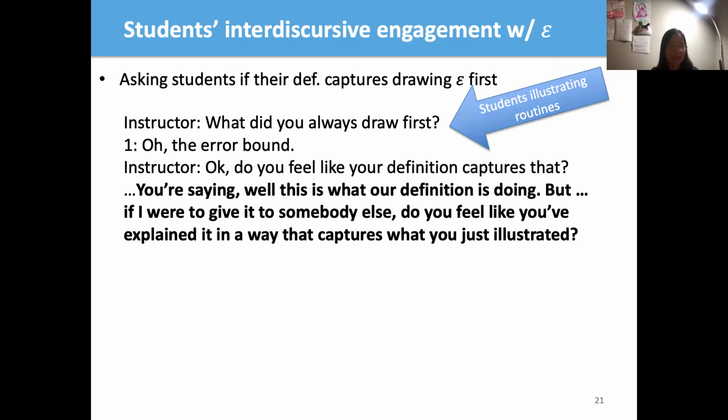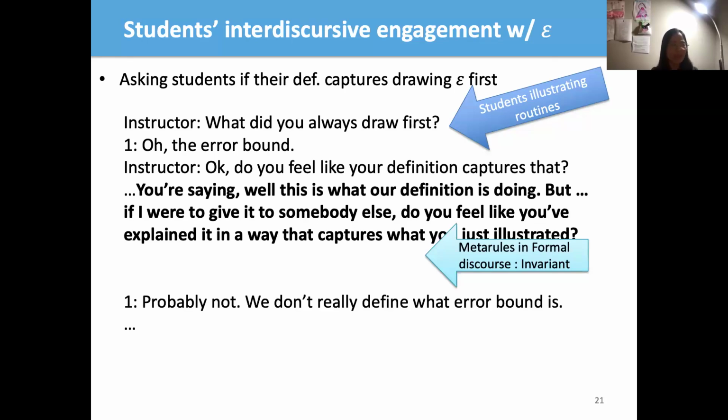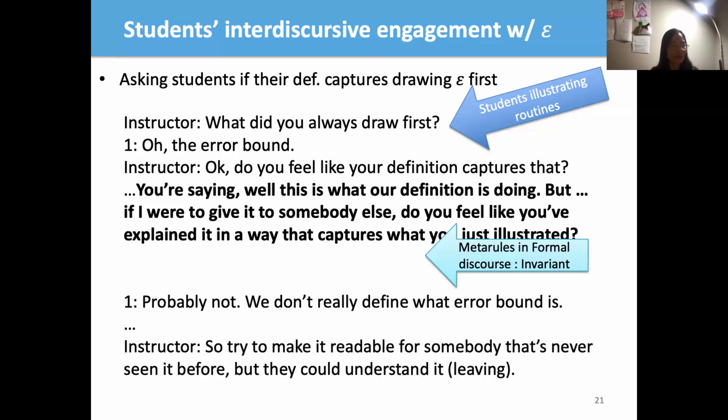So here, this is again informed by the meta rules in the formal discourse, which is the definition should be invariant under the change of representations. And then one said, probably not. We didn't really define what error bound is. And then the instructor asked one more time, so try to make it readable for somebody that's never seen it before, but they could understand it. So this prompt is informed by meta rules of formal discourse, which is the definition should make sense to everyone.